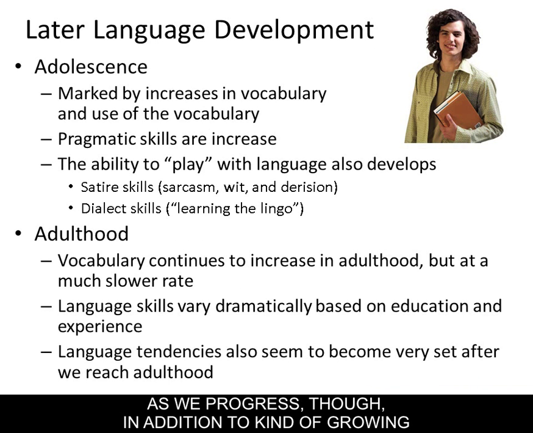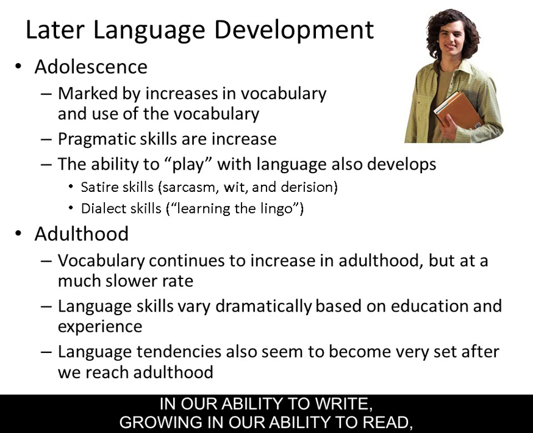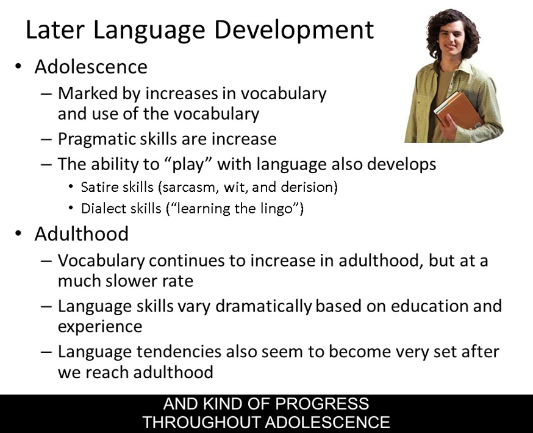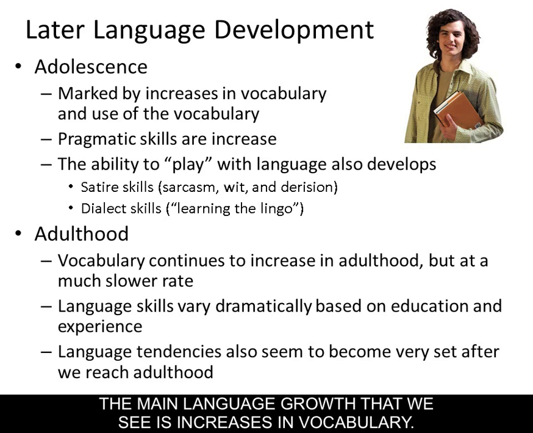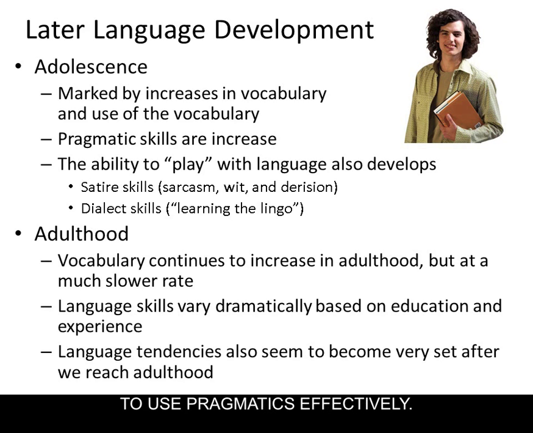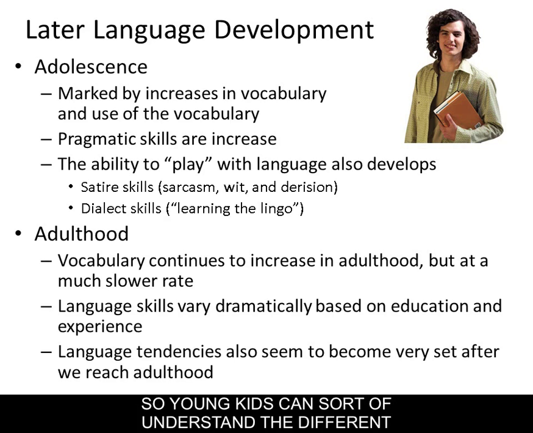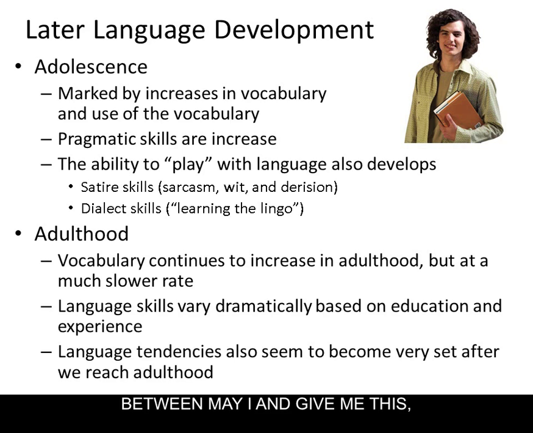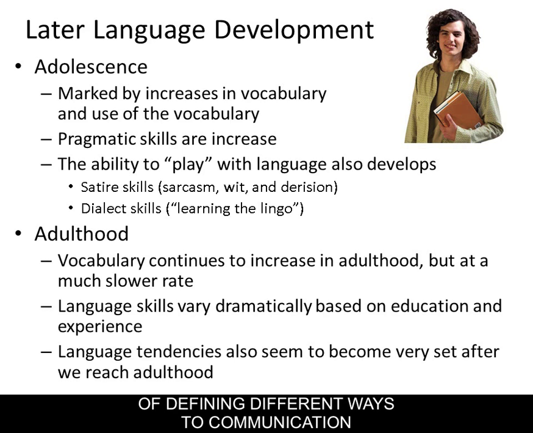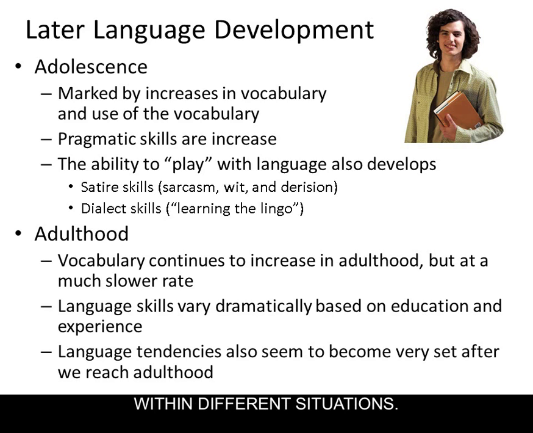As we progress, though, in addition to growing in our ability to write and to read, when we move into early adolescence and progress throughout adolescence, the main language growth that we see is increases in vocabulary, so the number of words that we use, and increases in our ability to use pragmatics effectively. So young kids can understand the difference between "may I" and "give me this," but as we age, we become more and more capable of defining different ways to communicate within different situations.